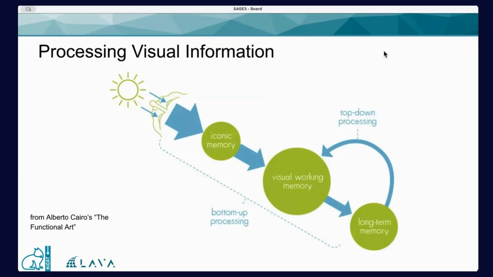So a very, very oversimplified progress of processing visual information. We see through our eyes. Those are our sensors. We store it in iconic memory. The iconic memory is very, very brief. The iconic memory is going to send some information.